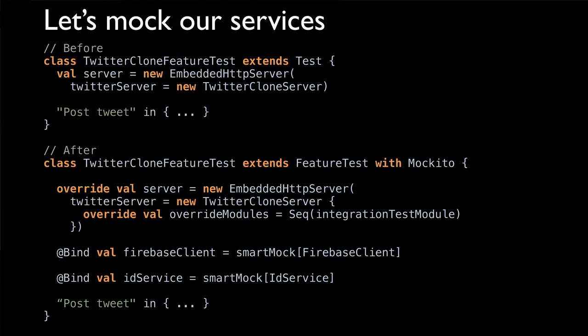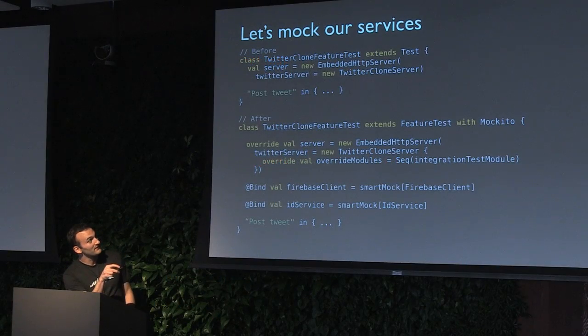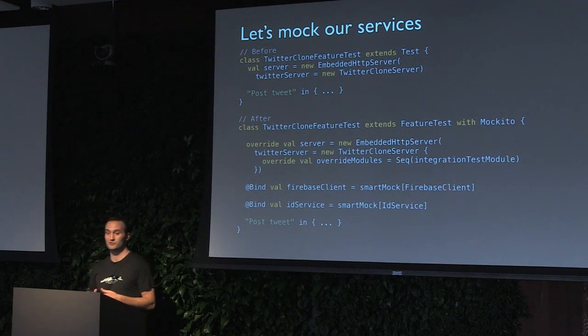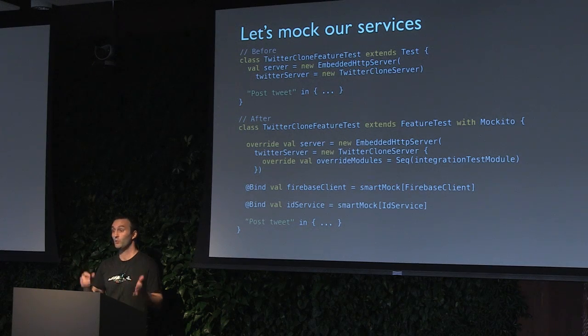So here's how we do that. At the top of the screen, here's our feature test before. And at the bottom of the screen, we now use a Finatra trait called feature test. By using this feature test trait, we make it easy to override classes in the server with things like, let's say, mocks.